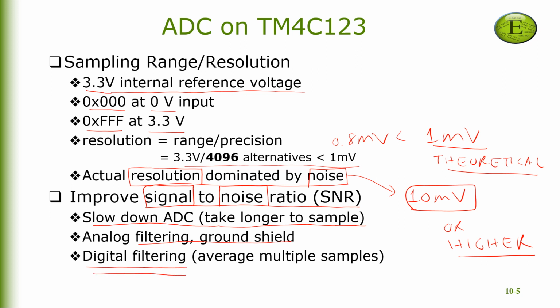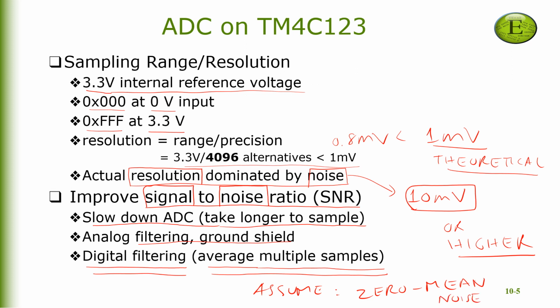What it does is that it takes an average value of multiple samples. When we average multiple samples, if the noise has a special property such as zero mean, and this really assumes the noise is zero-mean noise, then it averages out the noise. So the signal to noise ratio can be increased when we take the average of multiple samples.